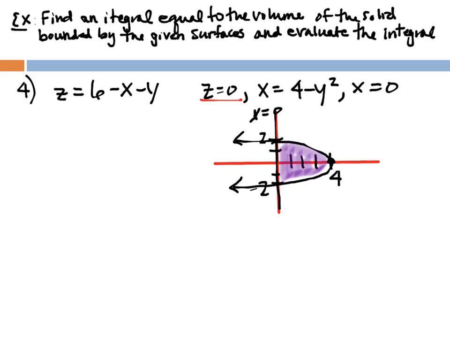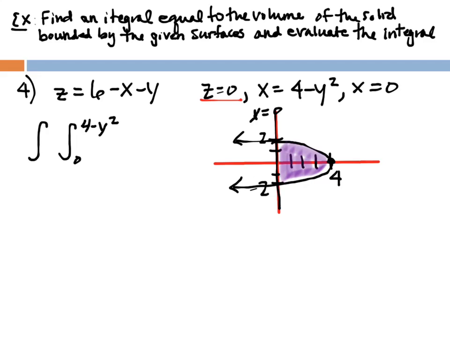Here's where we have a little bit of choice. This is very nicely already set up, telling us that x goes from 0 to 4 minus y squared. Agreed? We already have the equations about our boundaries solved for x. Because we already have them solved for x, it's very natural for us to use those values as the inside integral.